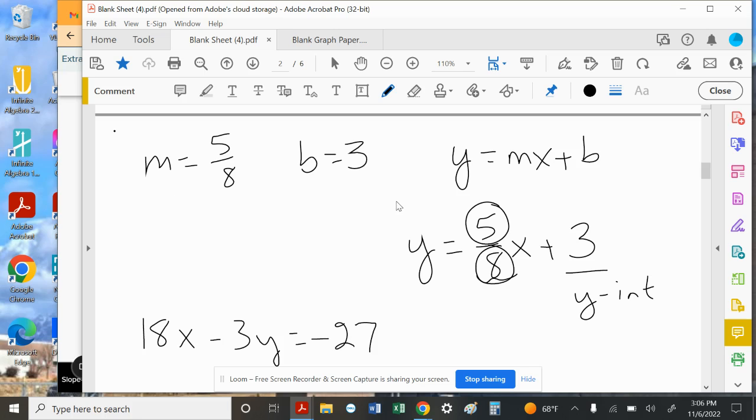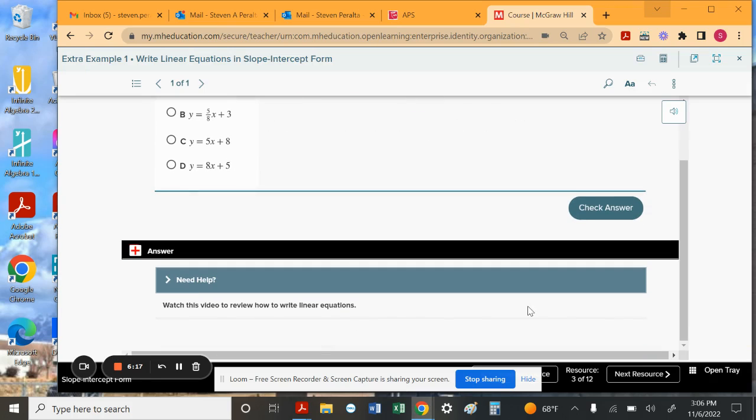Remember that if this value is negative, then we would go down whatever this number is and still right 8. Remember, no matter what, this goes up or down based on the positive or negative. This always goes right. If you always do it that way, you'll never have to worry about the signs. Okay, so let's move on to the next one.